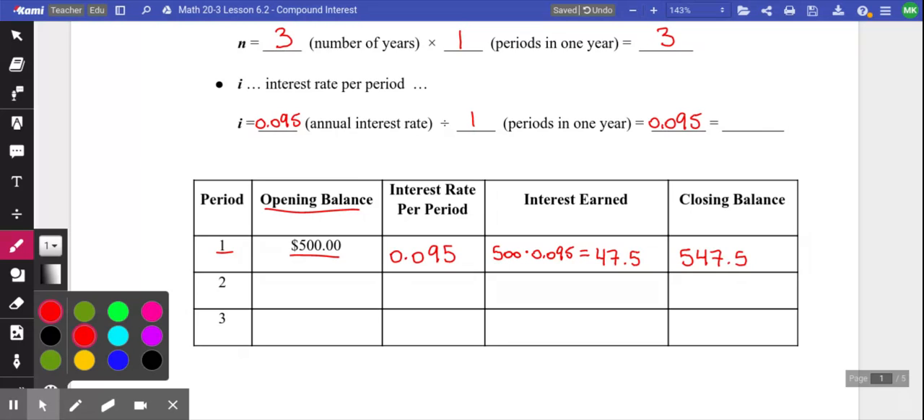Now we have to do this calculation again for the second year. For the second year, my money doesn't start at 500 because there was some interest, right? So now my money starts at 547.5. The interest rate hasn't changed. To figure out my interest earned, I go 547.5 times 0.095.